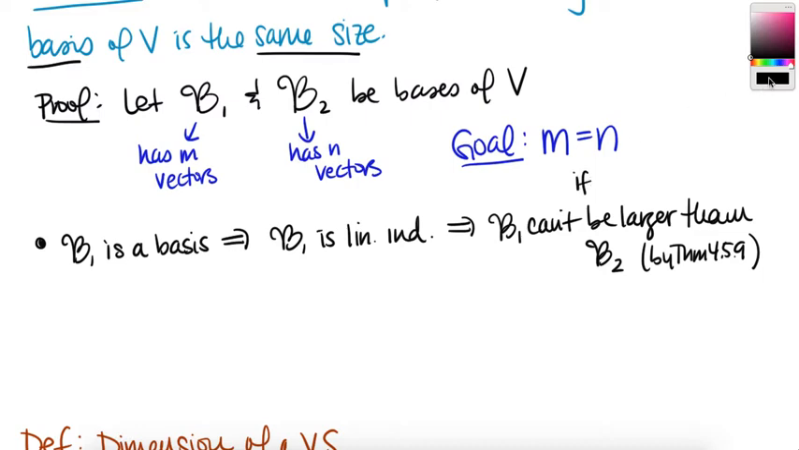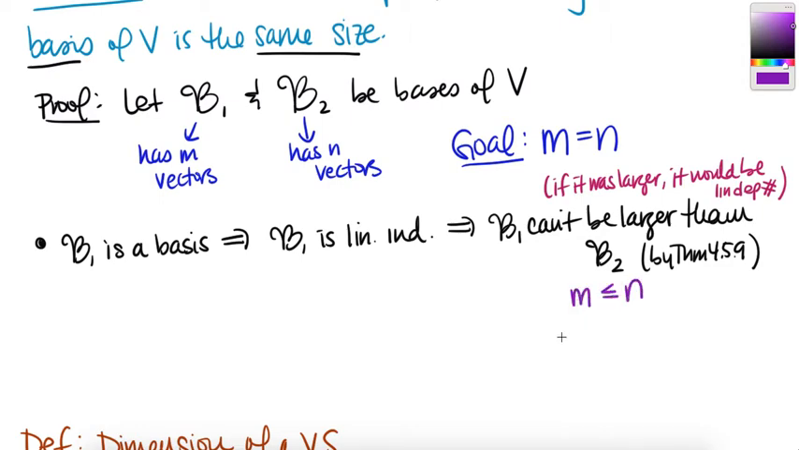If it was larger, it would be linearly dependent, but it can't be linearly dependent because it's a basis, and a basis has to be linearly independent. So what that tells us is that B1 is not larger than B2, so the size of B1 is not larger than the size of B2, so we have this relationship here.